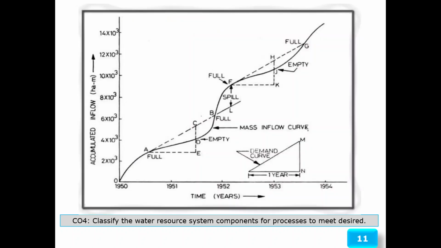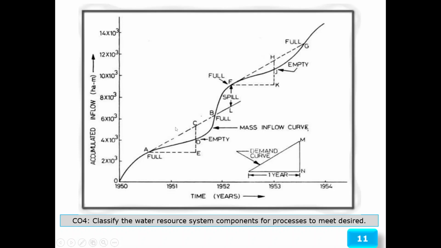So see the picture. The accumulated inflow in hectare meter, then based on the time, like consecutive years. So see from 1950 to 1954. In between we have the 4 consecutive years, so the accumulation of inflow will be increased. So see the curve. From here the empty is there, then full is there. So through the graphical method, full and empty based.